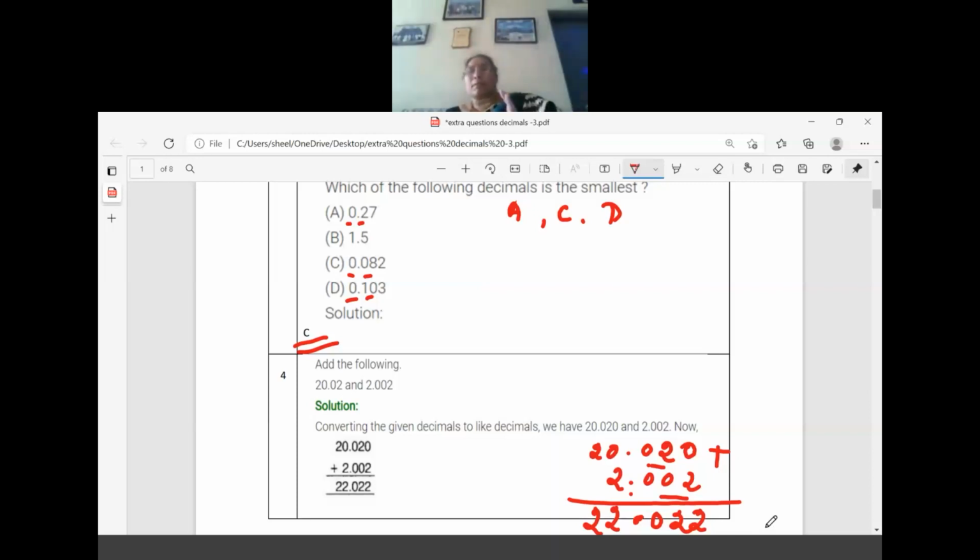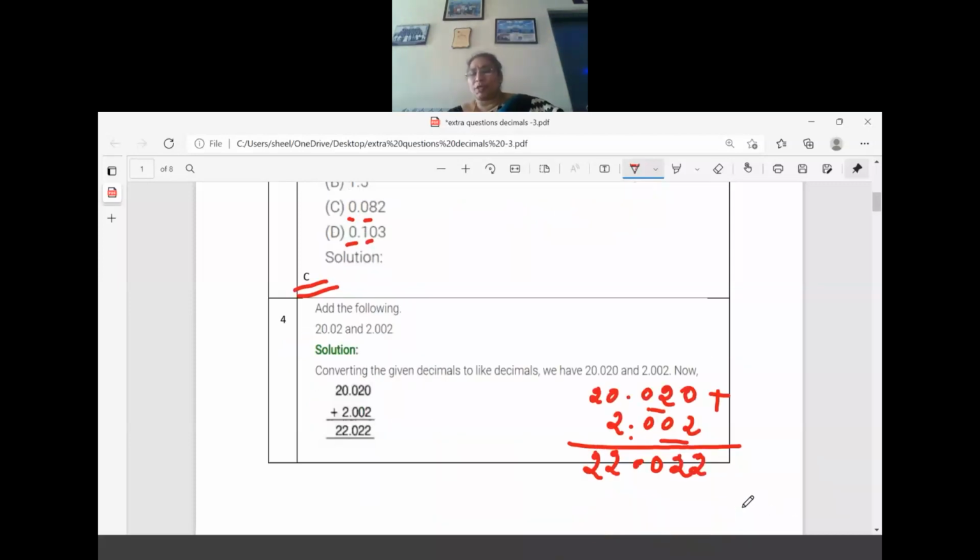So converting the decimals to like decimals, what we have done? We have made the number of decimals equal. In the first case it was 2 only, but in the second case it was 3. So by adding zeros on the right hand side, we have made them equal. Now, as in normal addition, what is the rule? We follow the same rule. So what is the answer we are getting? 22.022 only, correct? So in the addition we have done, we have to align the decimal points in one line and add according to the place values.